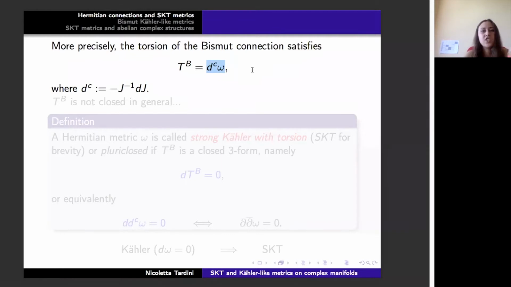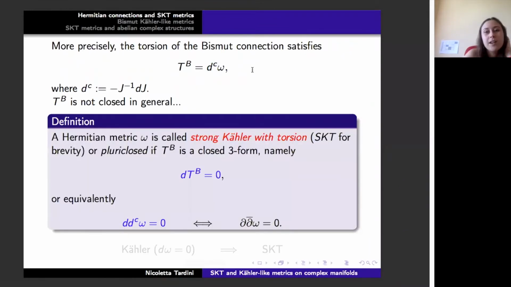But in general, this form will not be closed. And a Hermitian metric is called strong Kähler with torsion, SKT for me, if the torsion of the Bismut connection is closed. So if it satisfies this relation. Since the torsion is just d^c omega, actually I'm just asking for omega to be dd^c-closed, or equivalently, if you prefer, using the operators del and del bar, we are just saying that omega is pluriclosed, I mean, del del bar closed.